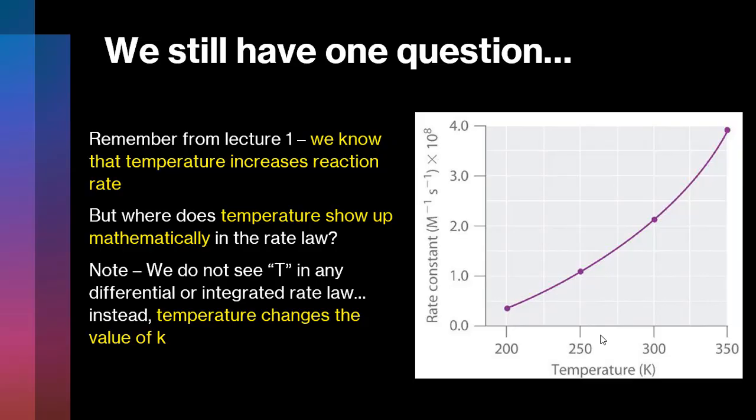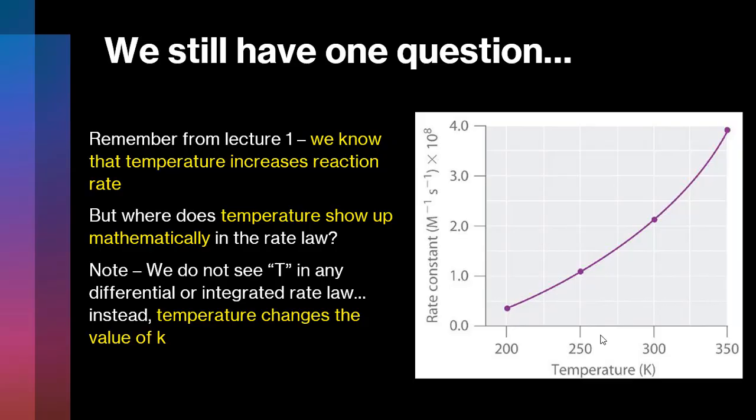But now that we've spent so much time looking at rate laws, notice something strange. Where is temperature? There is no temperature term in any of the rate expressions we have seen up until this point. And there is no explicit temperature term in any of our integrated rate laws either. Instead, temperature changes the actual value of k, the rate constant.